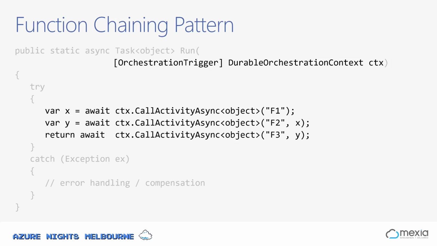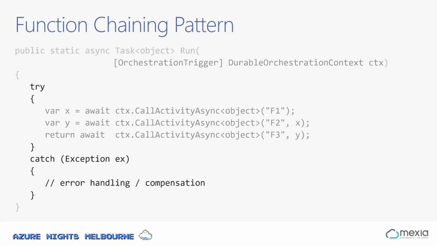And then, as I mentioned, you can implement error handling the same way you would do it in C# or F# or Node.js, right? So the construct you're familiar with. If any of these activity functions fails, then you can do some compensation in the catch block. So this is the function chaining, when you want to call different functions one after the other.